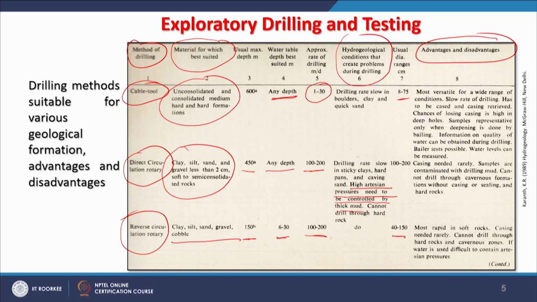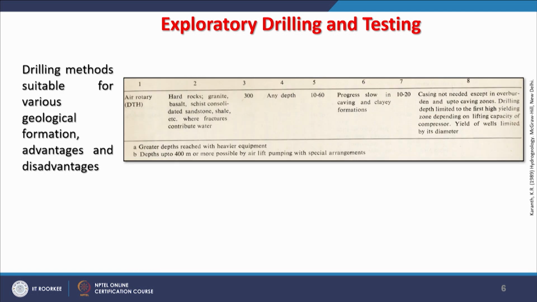In reverse circulation rotary, casing is needed rarely because the rocks are consolidated or coarse grained. It cannot drill through hard rocks, so this method is not suitable for hard rocks, and cavernous zones, that means when you have openings in subsurface conditions, and if water is used, it is difficult to contain artesian pressures. That is because in such cases you cannot retrieve the cutting materials, which this method does.